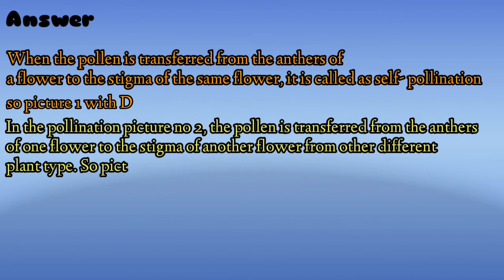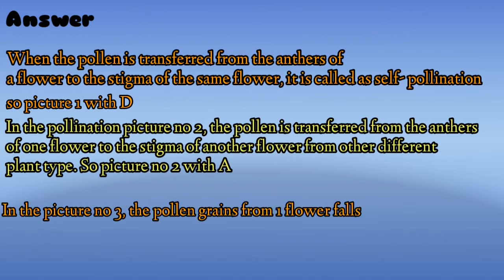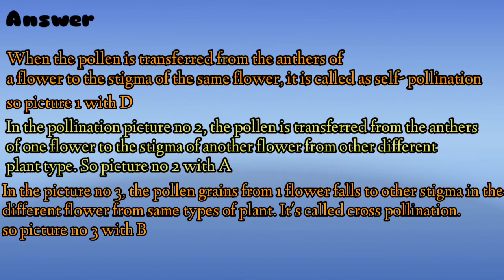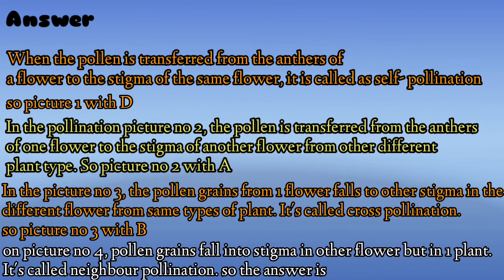In picture number 2, the pollen is transferred from the anthers of one flower to the stigma of another flower from a different plant type. So picture number 2 with A. In picture number 3, the pollen grains from one flower fall onto the stigma of a different flower from the same type of plant. It is called cross-pollination. So picture number 3 with B.